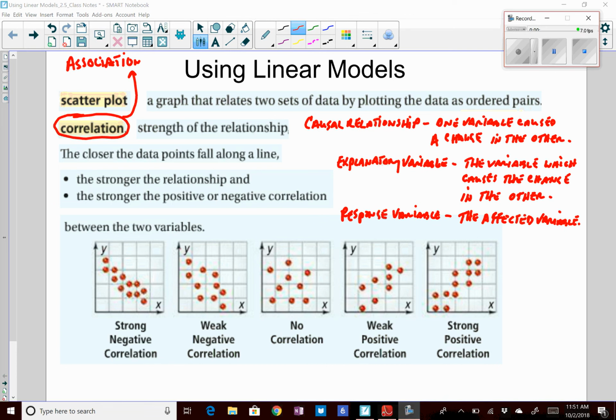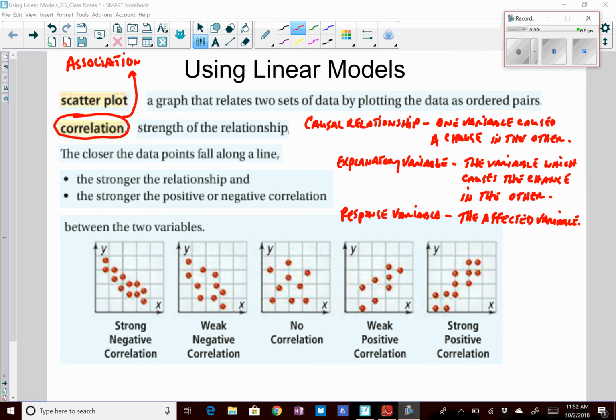Using linear models. A scatter plot is just a graph that relates two sets of data as ordered pairs. Basically it's just plotting ordered pairs on a coordinate plane, and you've got a scatter plot. A correlation will tell us the strength of the relationship. If you have an ordered pair, you have an X and a Y, and the correlation tells us the strength of the relationship between X and Y. Correlation is pretty much the association between the two.